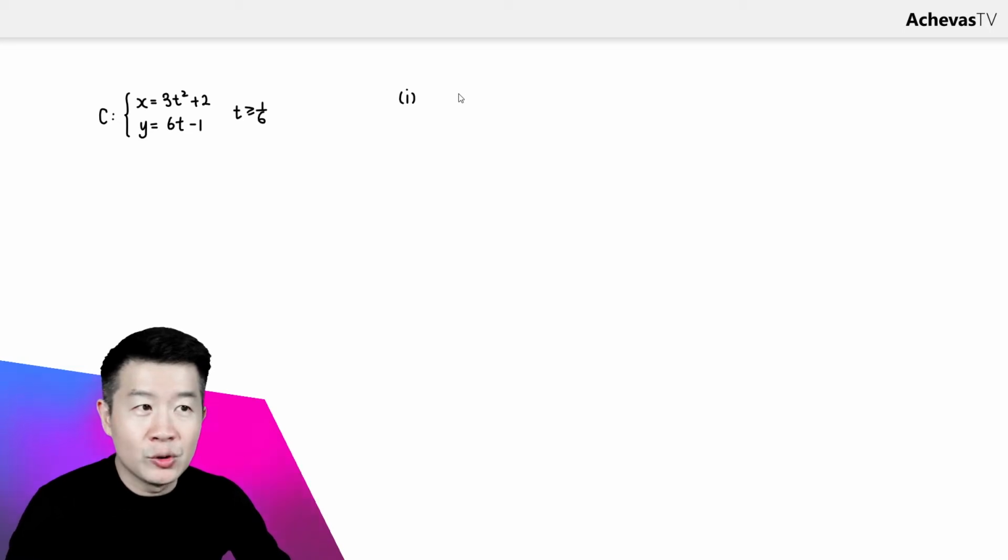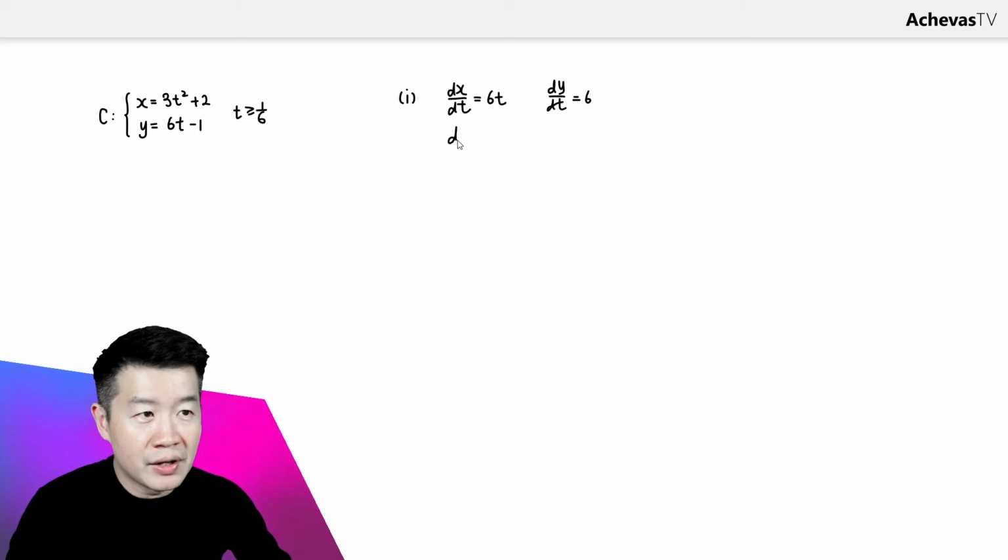The first thing that we are going to try to do is to find the expression for dy/dx. So to do that, we need dx/dt. Differentiating this with respect to t gives us 6t. And we need dy/dt. dy/dt is equal to 6. And now we can come out with our expression for dy/dx, which is going to be dy/dt divided by dx/dt. So the expression is 1 over t.